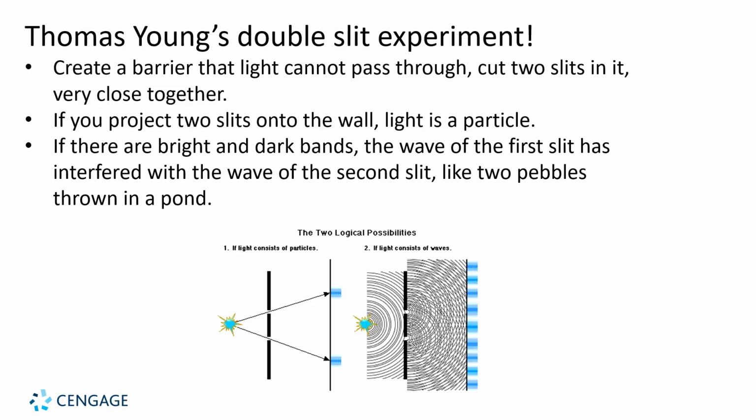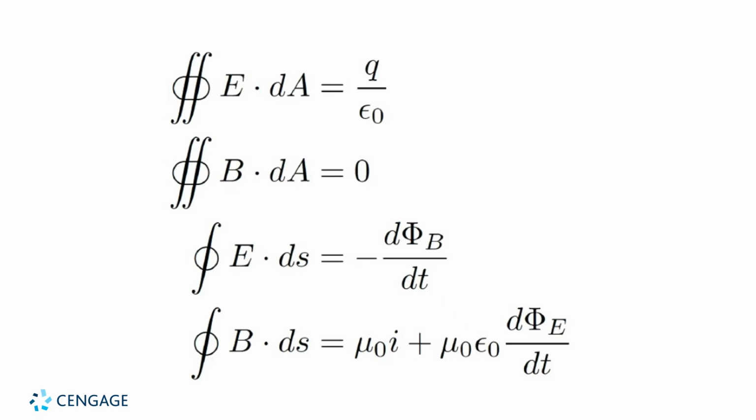Okay? But here's the thing. There's no way that that shows up if light is particles. So what does that mean, gang? That means Newton was wrong. That's what that means. Okay? So this is piece of proof number one that light is waves. Okay? This is piece of proof number two.